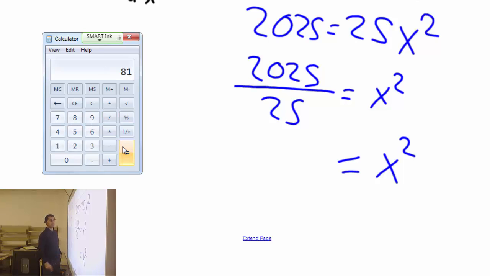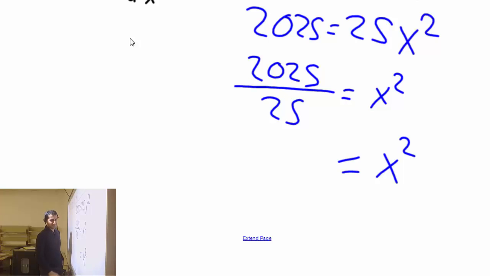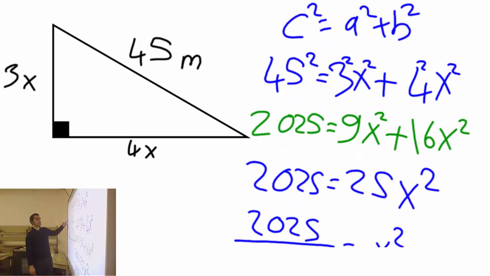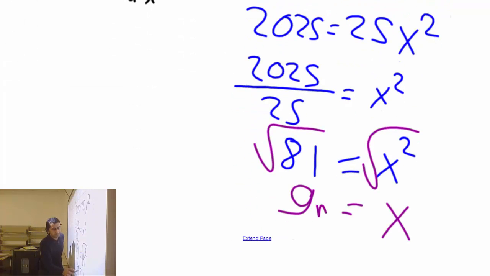81. I believe you. 81. I am never interested in x squares. I don't want to know what the x square is. I want to know what is x. Square root. This is no longer x square because I just got the square root. It is x. 9. 9 meters. 9 m.